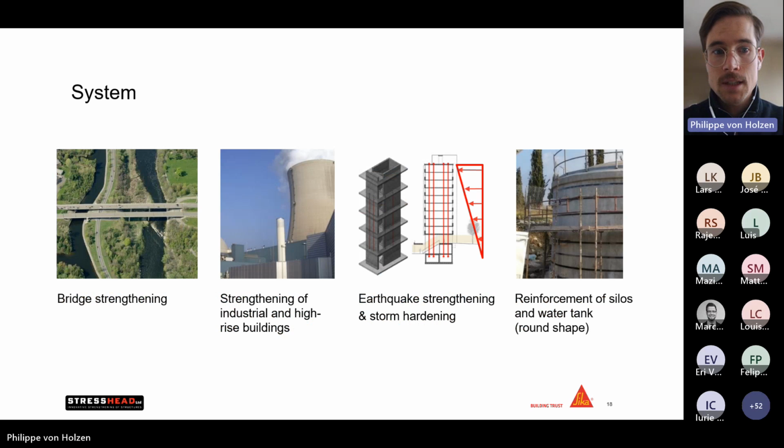Now, the CarboStress system itself has a very wide range of application areas for structural strengthening. We can use it from bridge strengthening over to strengthening of industrial and high-rise buildings. We received lately a lot of requests for seismic upgrades, as there have been several changes in the codes. And as you can as well see in the last picture, we are able to install the system in a round shape to actually reinforce all type of silos or water tanks.